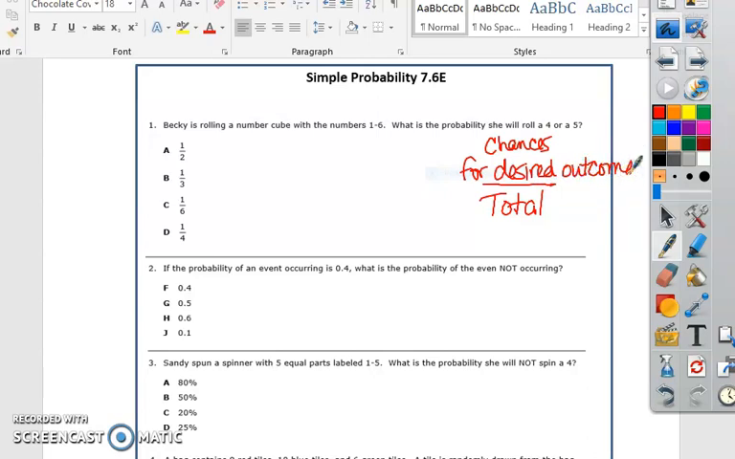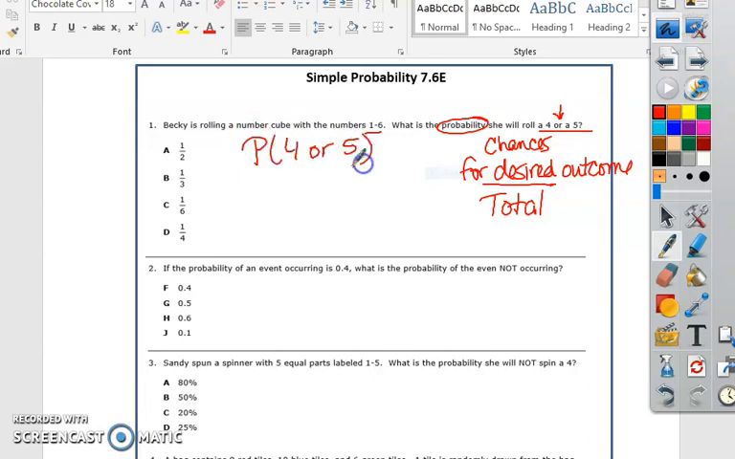Okay? So this says Becky is rolling a number cube with numbers 1 through 6. What is the probability she will roll a 4 or a 5? We want to look at this word "or." Either one of those is something that we want. This is still a simple event. We're going to roll the number cube one time. So I want the probability of a 4 or 5.